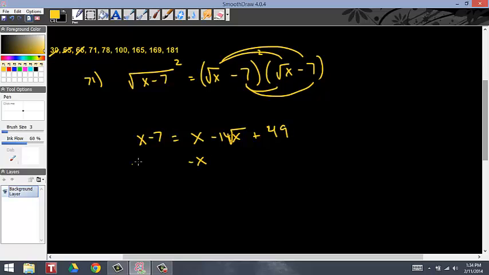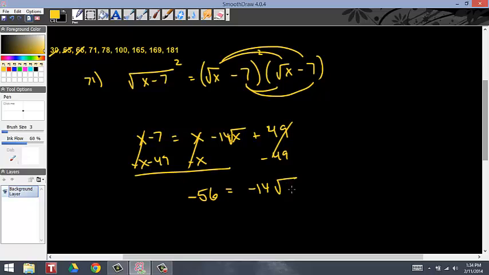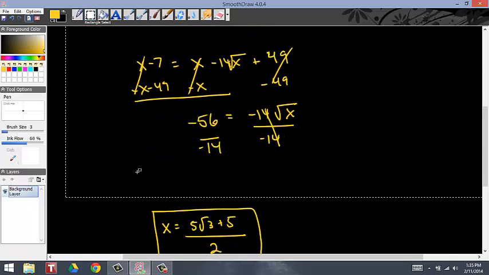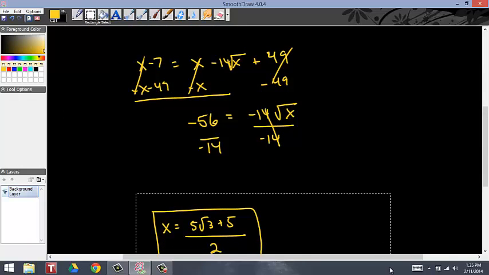I'm going to subtract x from both sides and cancel them out. I'm also going to subtract 49 from both sides. So I get negative 56 equals negative 14 square root of x. I'm going to divide by negative 14 on both sides. So I'm going to erase this garbage right here.